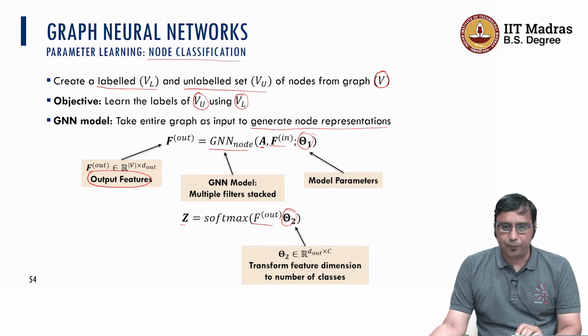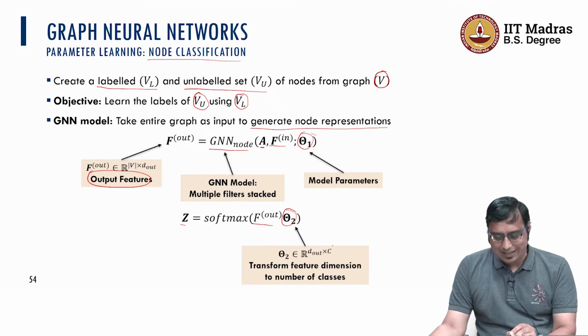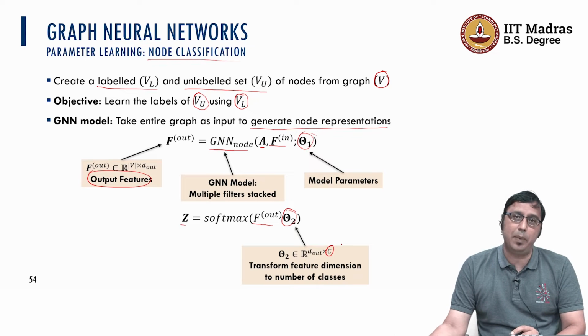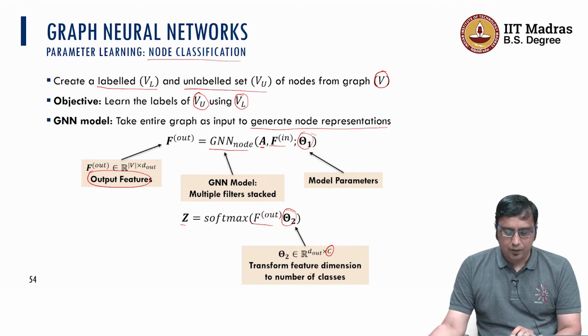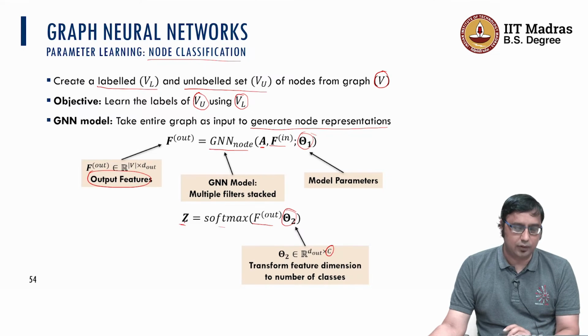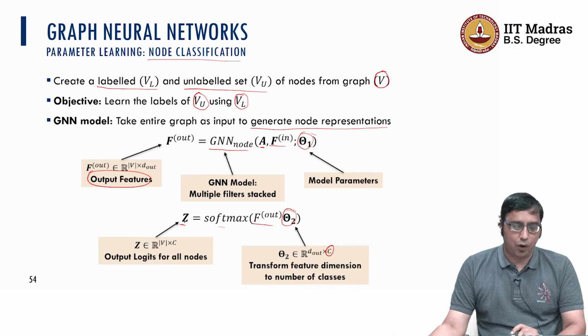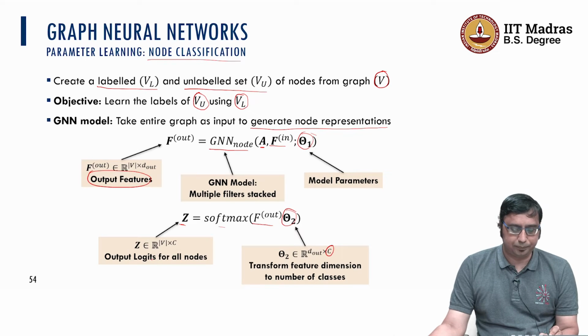So here theta2 is D out cross C. C is the number of classes. It can be a binary class problem, it can be a multiple class problem. So C is the number of classes which transform the feature matrix F out through softmax to some logits for all the nodes. So here output Z is the output of my softmax layer for all the nodes.